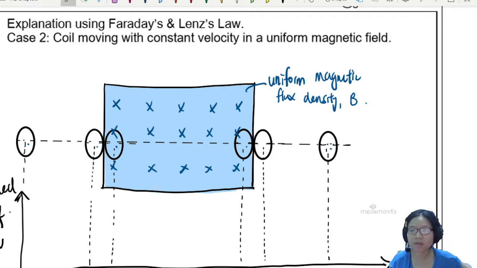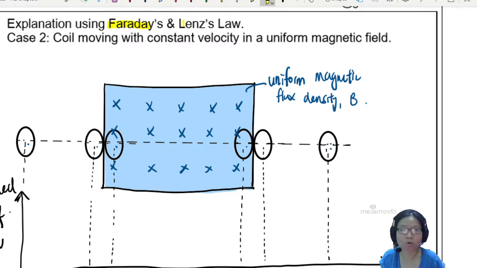Hello friends, welcome to another case study example video of the application of Lenz's and Faraday's law, which are very important fundamental electromagnetic induction laws. Hopefully you have already watched the introduction video of this chapter where we talk about magnetic flux, Faraday's law, and Lenz's law. So make sure your foundation is right first before we enter into this realm.